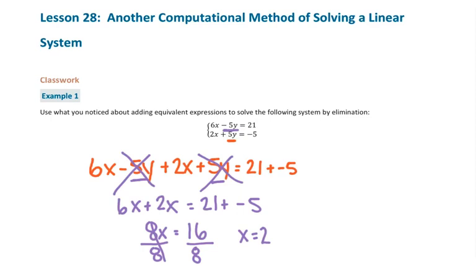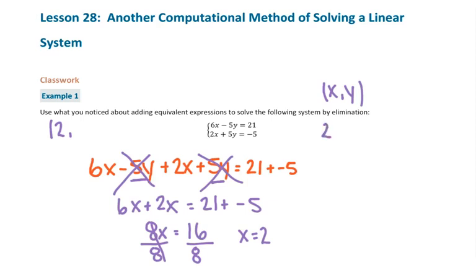But remember, what we're looking for in systems of linear equations is a coordinate point to be a solution to these two equations. So we're looking for an x and a y. So right now I have just my x. So now that I know that x equals 2 in this system, I can use either one of these two equations, plug that x back into the equation, and solve for y. So I'm going to use the second equation to do that.